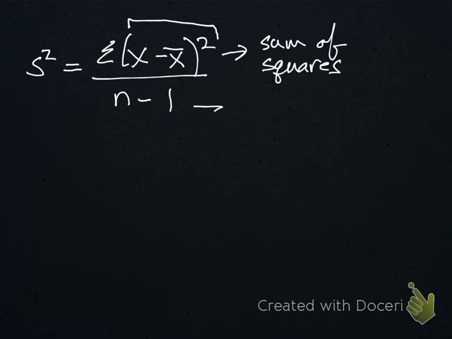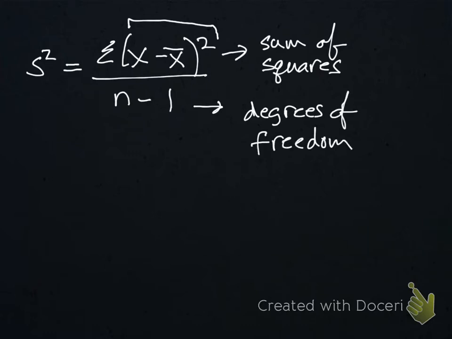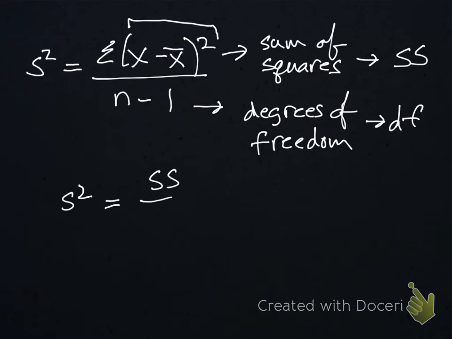And the bottom term here is what we call the degrees of freedom. And we could abbreviate these further as just SS and DF. So when we talk about our variance here, we can think of our variance as being comprised of two terms. All of our variances are going to have a sum of squares and a degrees of freedom. 1, 2.